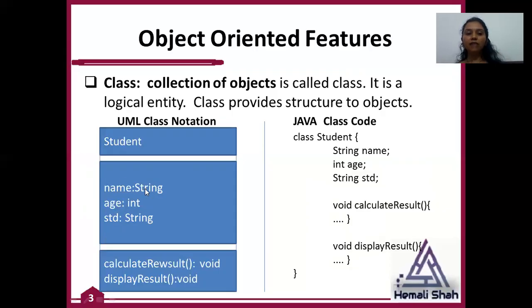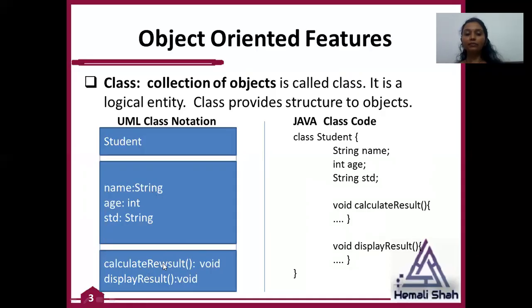All the fields have names. Here the field names are name, age, and standard, and all the fields have some data types to store the values of the objects. The name has the data type string, age has the data type integer, and standard has the data type string. The third part of the rectangle is used to represent the functions.